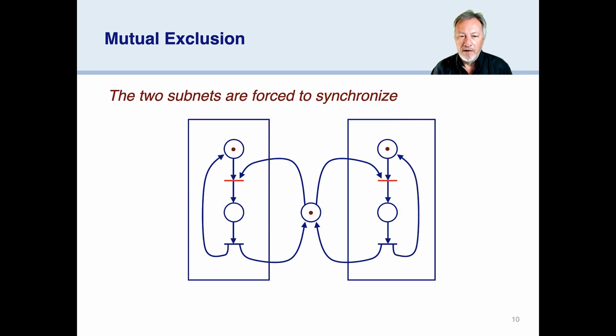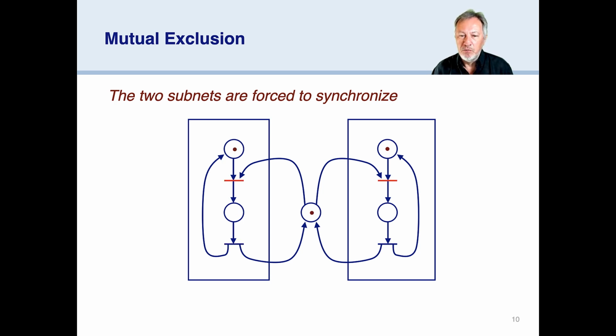Now, if we fire one of these subnets, for example, the one on the left, the token in the middle disappears, and we have a flow of control in our critical section. Once this subnet proceeds, then the shared token gets put back. Notice that at this point, there's only one transition that's enabled in the whole net, which is the one at the bottom at the left. The subnet on the right has been disabled because the shared token is no longer available.